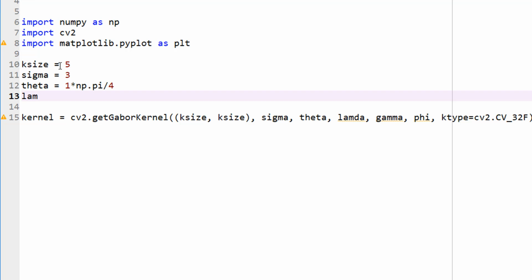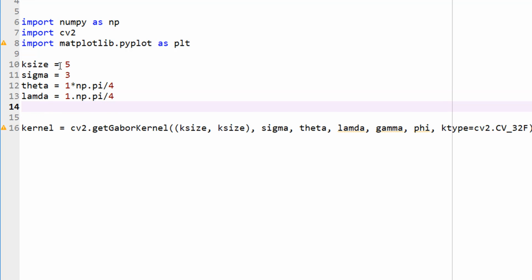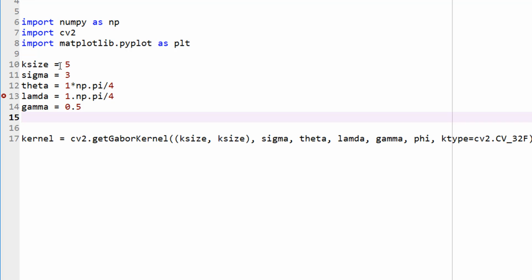And lambda also, let's just do np.pi divided by 4. That's my lambda. And gamma, let's put 0.5. It's not 1, it's not 0, somewhere in between, 0.5. Phi equals 0 for now. This is the phase offset, so I usually don't change this by much. This is pretty much it. So this is how we can generate a Gabor kernel.